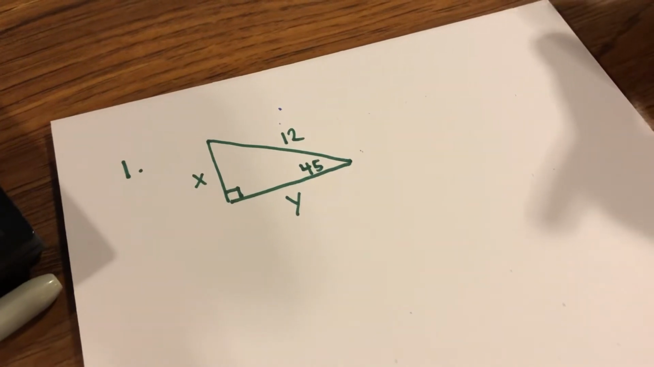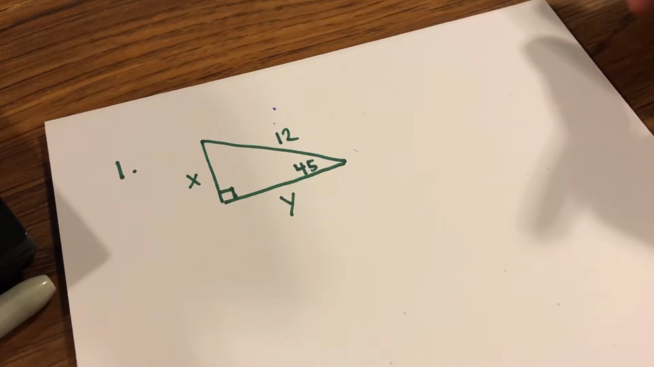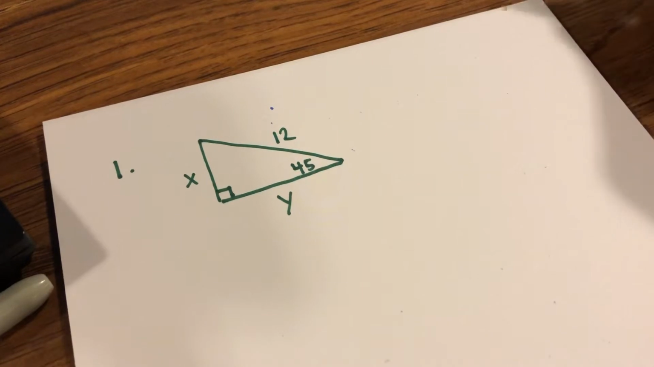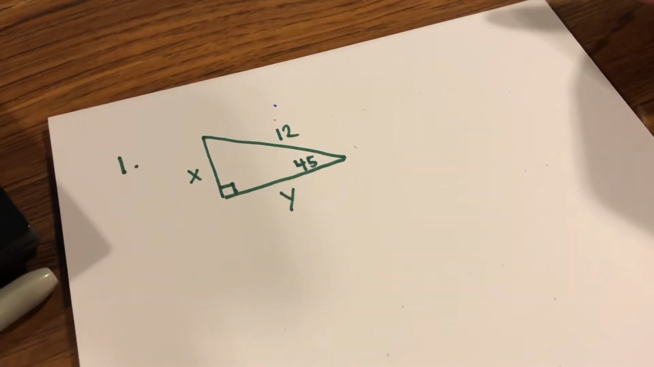Okay, this is problem number 1 on the review. They're asking us to find x and y. They're telling us to leave the segments rounded to the nearest tenth. Also, if it's a special right triangle, you can leave it in radical form. This is a special right triangle.